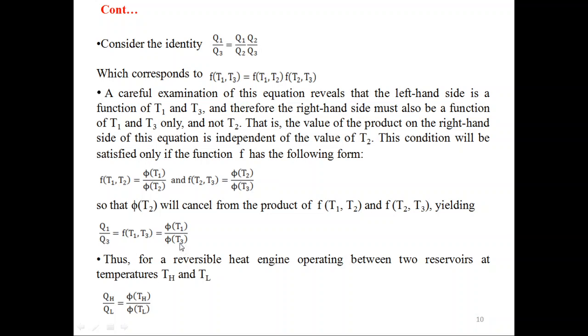So we can write this in this way, because if this is equal to this, then this value will be equal to this. Thus, for a reversible heat engine operating between two reservoirs at temperatures TH and TL, we can say QH by QL is equal to function of TH divided by function of TL.